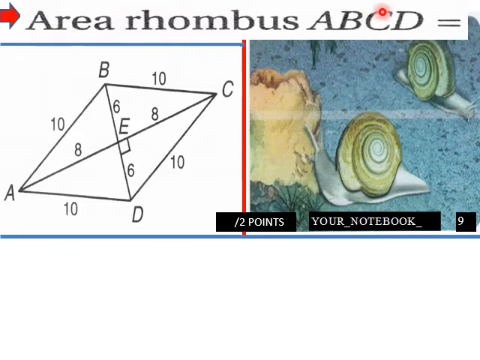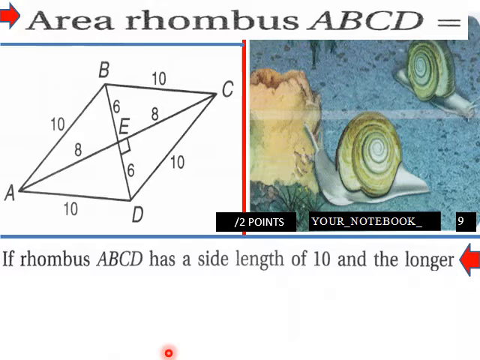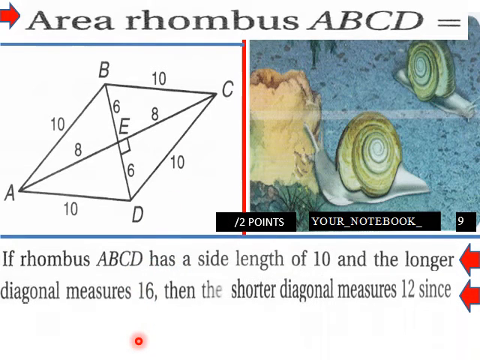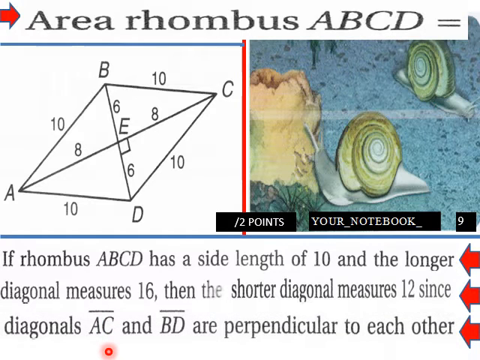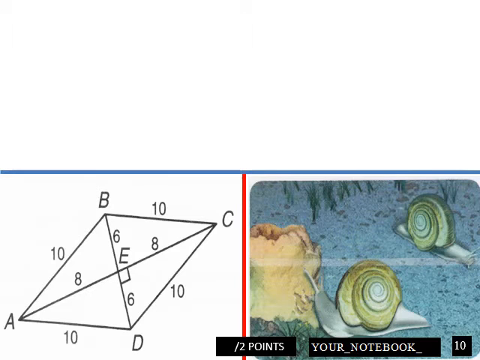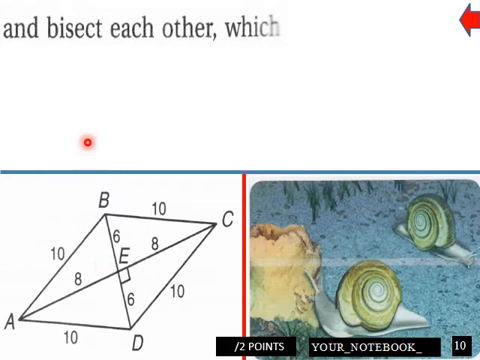Area of a rhombus ABCD. Here is a rhombus again. So if rhombus ABCD has a side length of 10 and a longer diagonal measuring 16 here, then the shorter diagonal measures 12, since diagonals AC and BD are perpendicular to each other. These are perpendicular here and bisect each other, so we know that much.